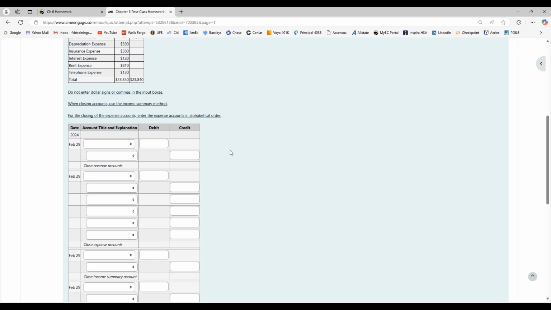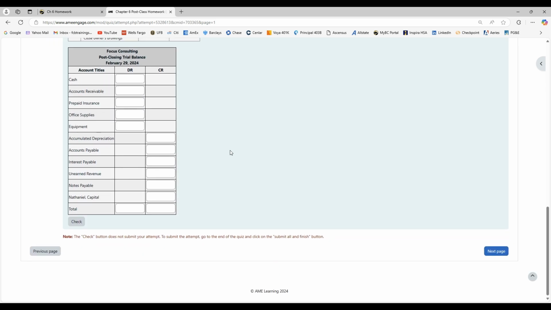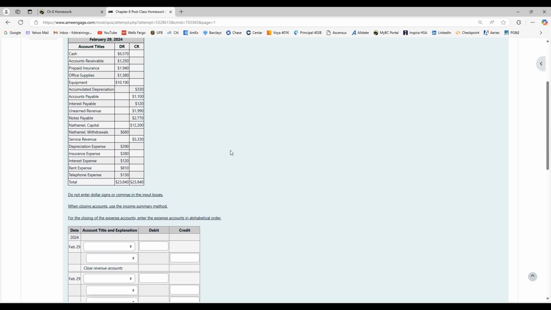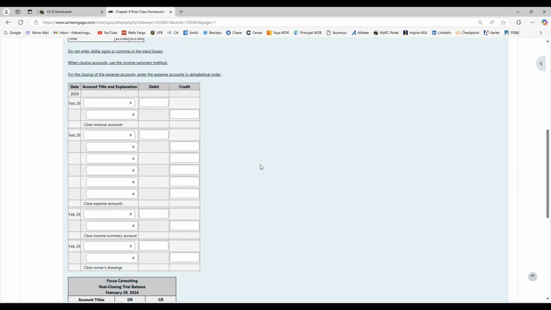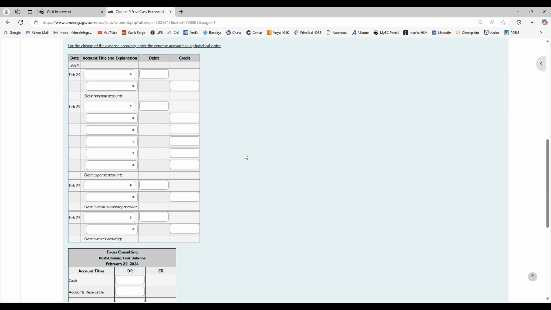Okay, let's take a quick look at this problem here. This problem asks us to take our adjusted trial balance and prepare some closing entries. I'll take a quick screenshot so I can more easily see those without scrolling too much. Let's follow our process for the close accounts, and it kind of guides us here. So we want to close our revenue accounts, right?